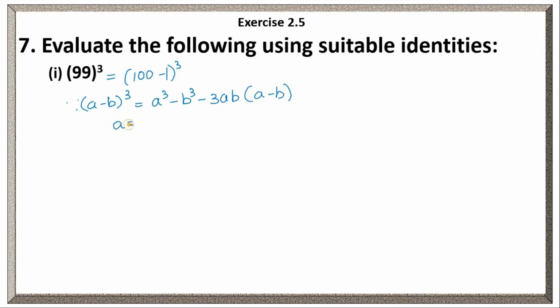Now, in the place of a we have 100. Here we have written 99 as 100 minus 1, right? So, which is in the form of (a minus b) whole cube. In the place of a we have 100 and in the place of b we have 1, right? If we substitute in the identity a and b values, what we get? (100 minus 1) whole cube equal to 100 whole cube minus 1 cube minus 3 into 100 into 1 into (100 minus 1). Clear? 100 whole cube means 100 into 100 into 100.